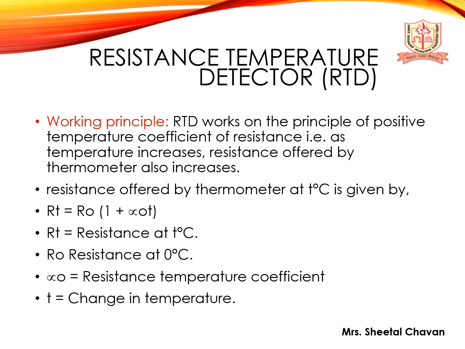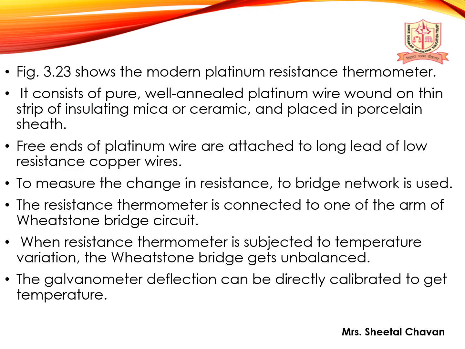Working principle. The RTD works on principle of positive temperature coefficient of resistance. That is, as temperature increases, the resistance offered by thermometer also increases. So the resistance offered by thermometer at T degree centigrade is given by Rt = R0 (1 + α0 t). Rt is the resistance at T degree centigrade, and R0 is the resistance at 0 degree centigrade. α0 is the resistance temperature coefficient, and small t is the change in temperature.